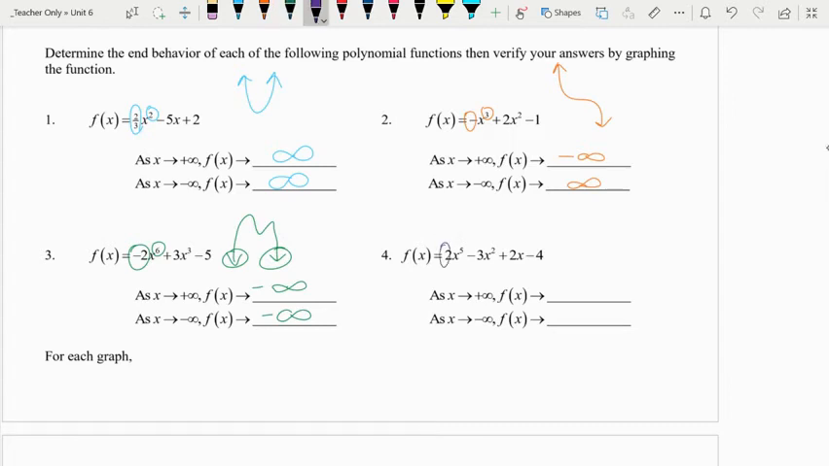And then we have a positive odd. So it's very similar to the one above. It's going to be something like that. And remember, when it's positive and odd, these match. So positive, positive, negative, negative.